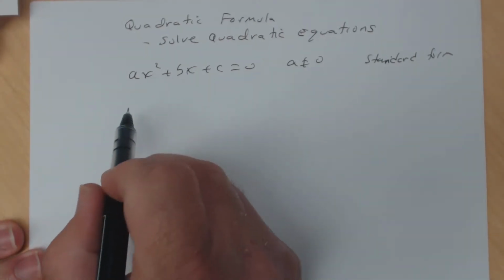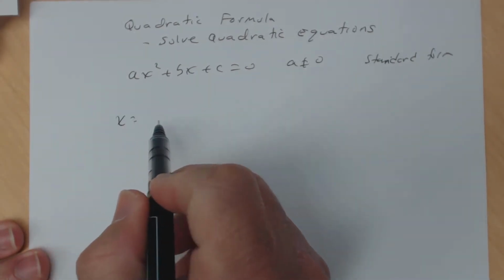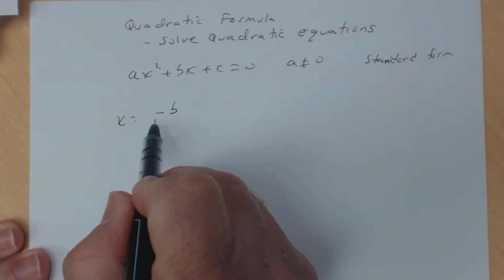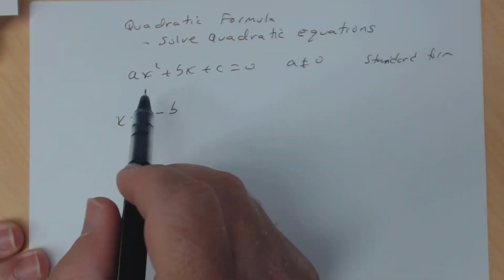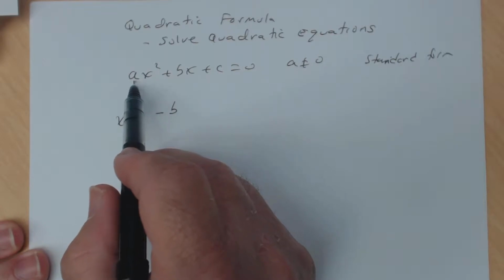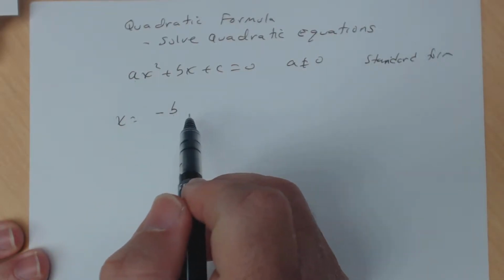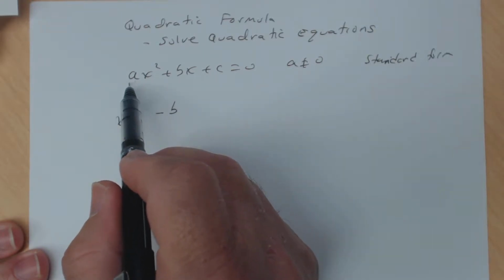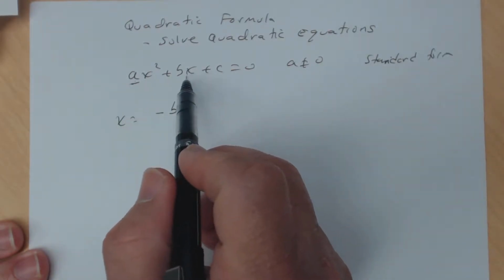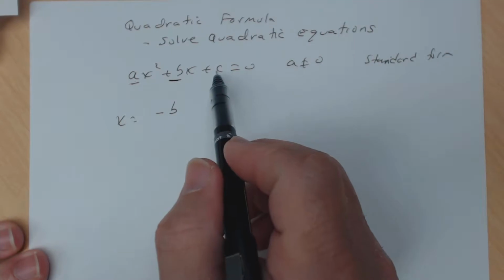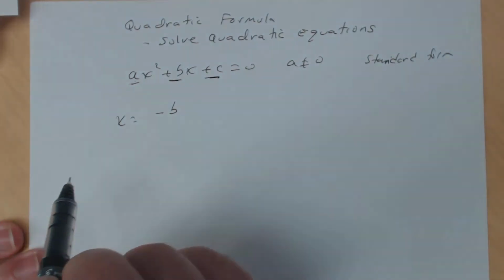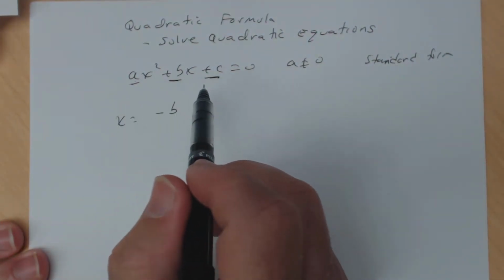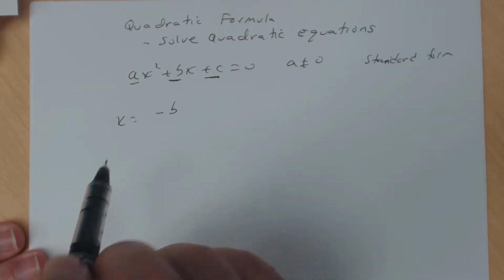All right, and here's what the formula is. So your variable is x in this case, so you're going to say x equals the opposite of b. Now keep in mind, when we talk about the letters in here, the coefficient of x squared is a, the coefficient of x is b, and your constant is c. So those are the numbers that you're going to use in the quadratic formula.